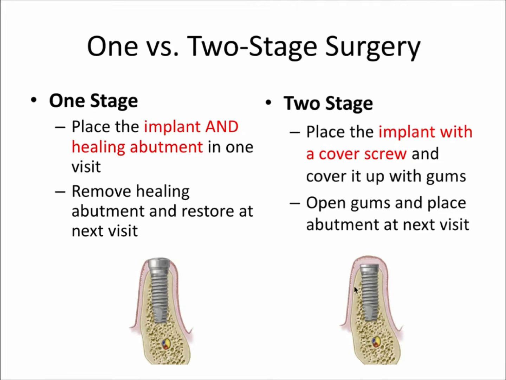The 2-stage surgery means that we place the implant with a cover screw, which is a thin little disc that you screw into the implant. It's another temporary measure, but this time we're covering it up with gums. So the healing abutment sticks out of the gums. This one is completely covered with primary closure. And it's a 2-stage surgery because the next time they come in, we have to then open the gums and then place the abutment at the next visit.